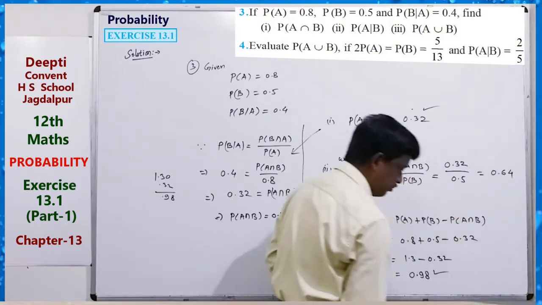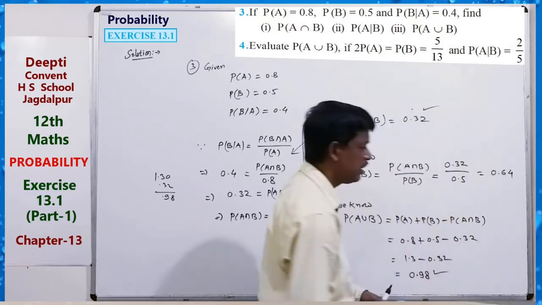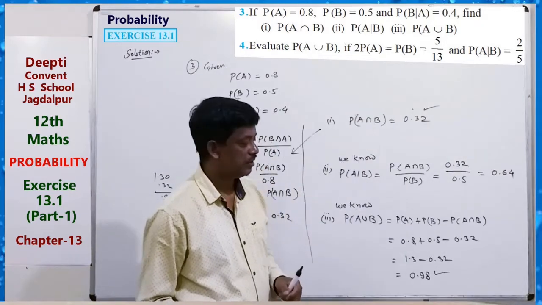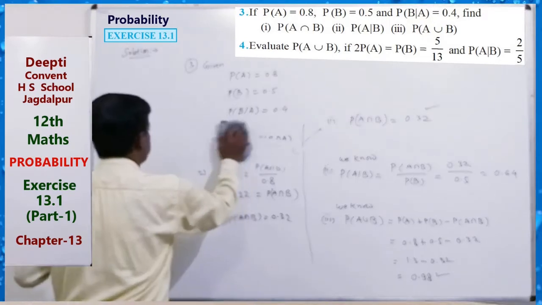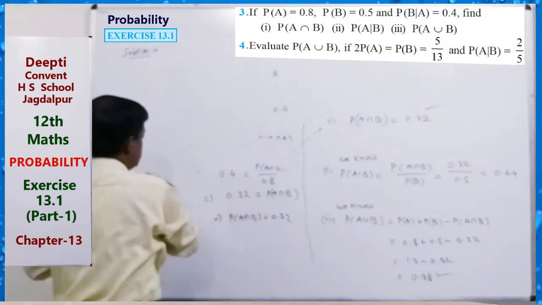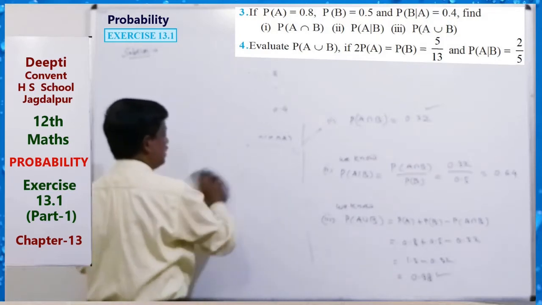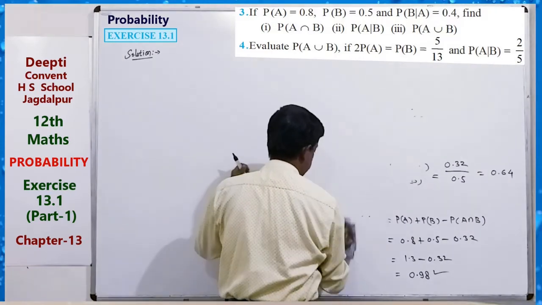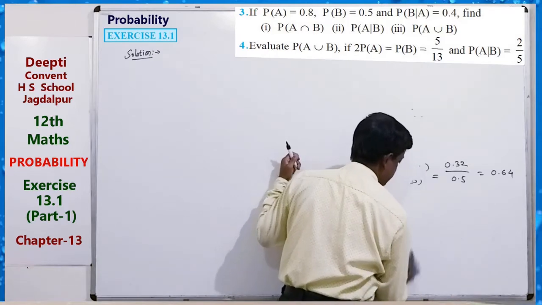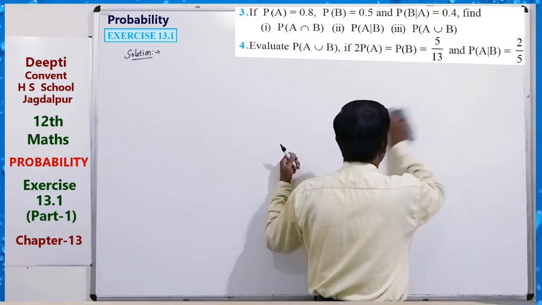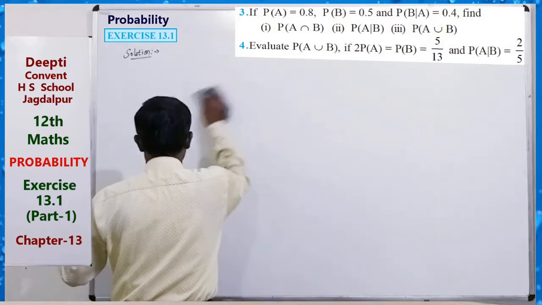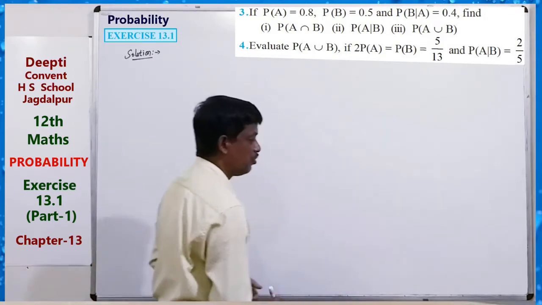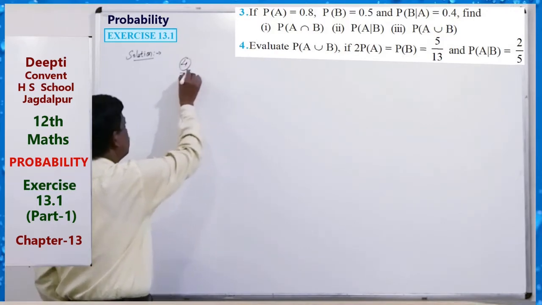Okay, now question 4. Evaluate P(A union B). Just find this P(A union B) in question 4. Here the given values are in a combined relation. So we have to find P(A union B). Take these questions one by one.